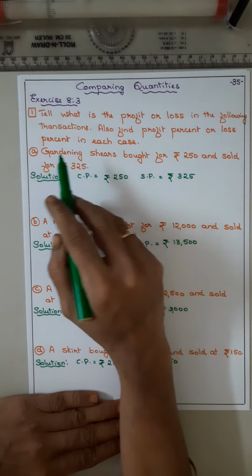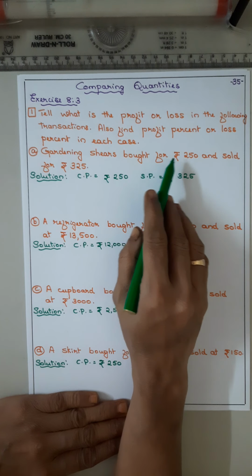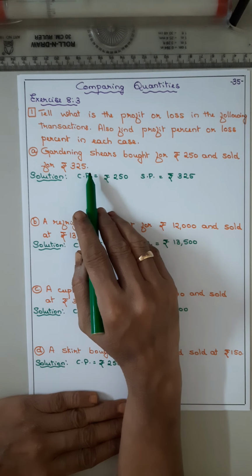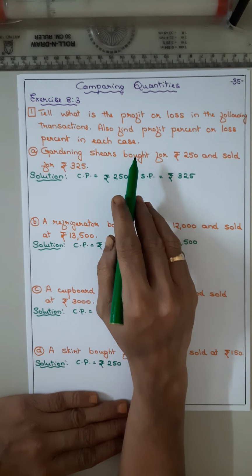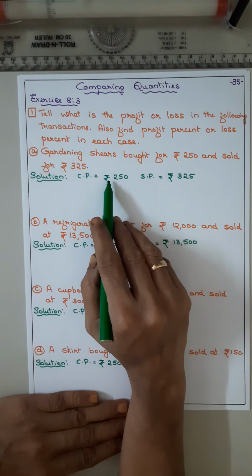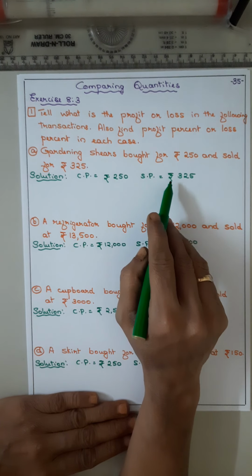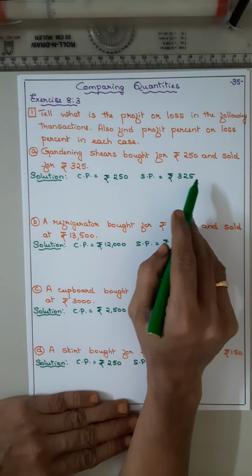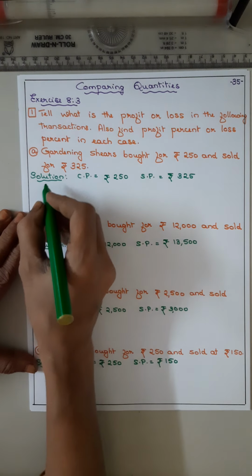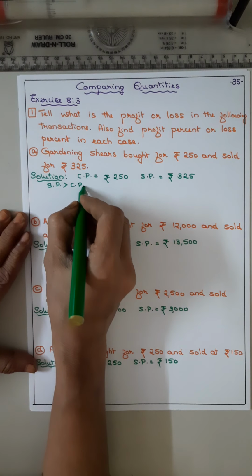Now first question: gardening shears bought for rupees 250 and sold for rupees 325. What does bought mean? CP. CP is equal to rupees 250. Sold means SP, selling price, is rupees 325. Now out of this which is greater? SP is greater, isn't it? So first write SP is greater than CP.